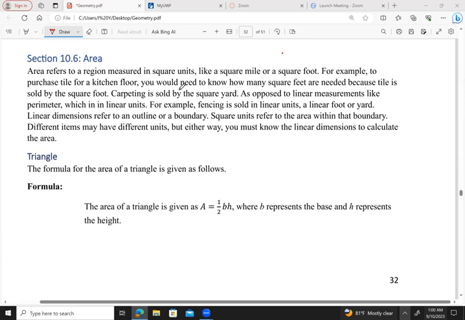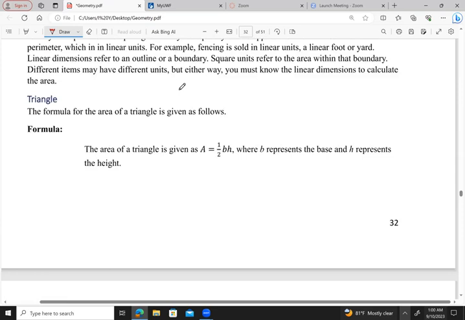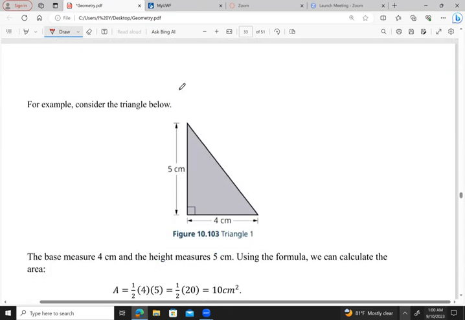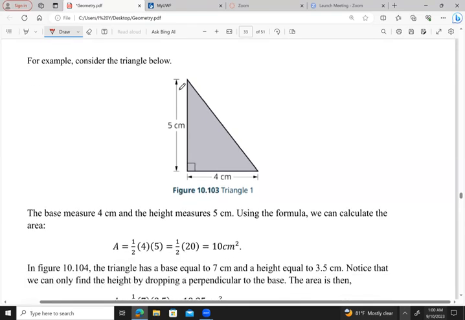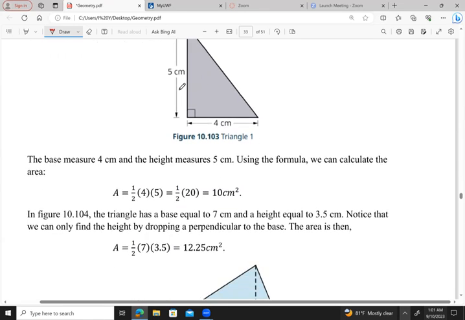So we start with the area of a triangle, and the formula is the area equals 1/2 times the base times the height, where B represents the base and H represents the height. So consider the triangle below. The base measures 4 centimeters, the height measures 5. Using the formula, the area is 1/2 times 4 times 5, which is 10 centimeters squared.